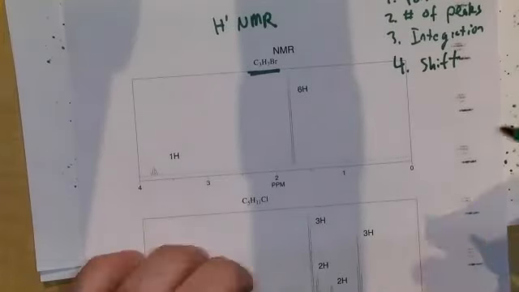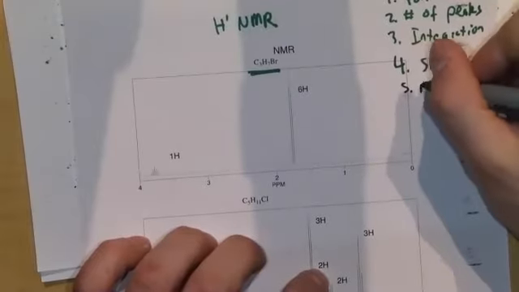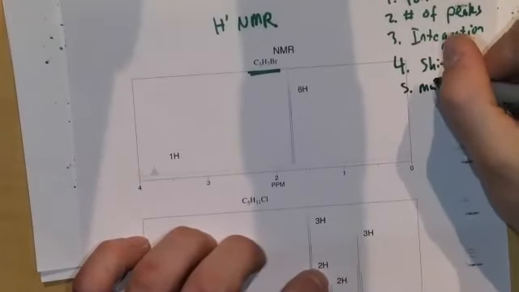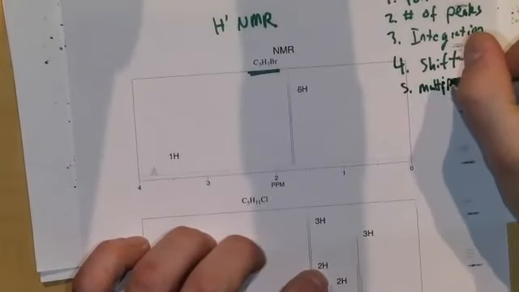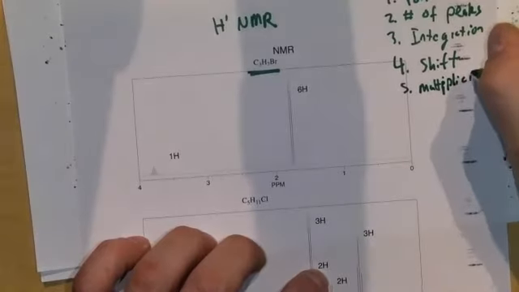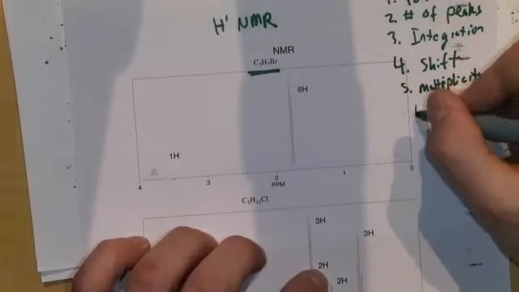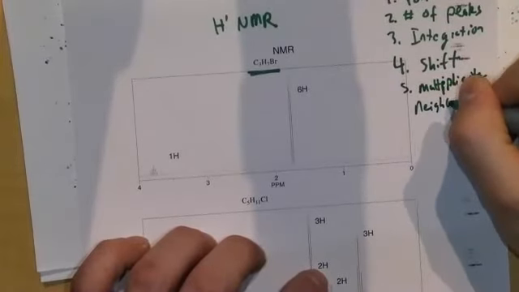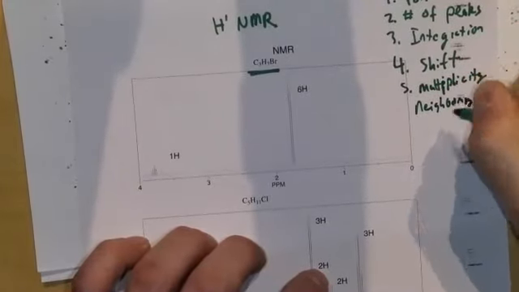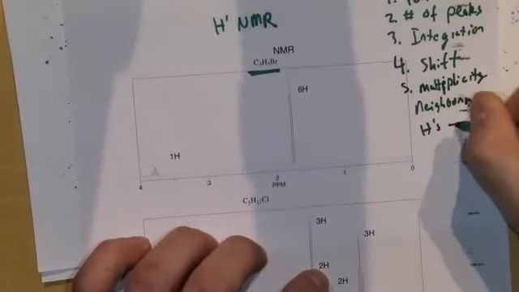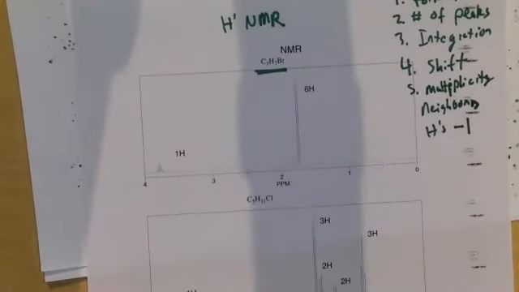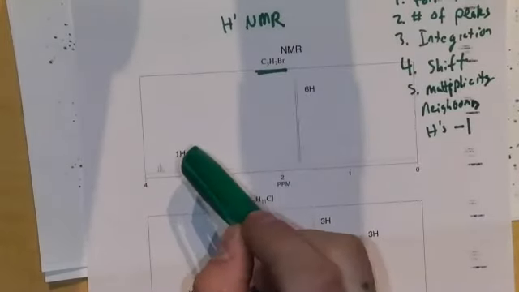And the last thing is multiplicity, which is going to relate to your neighboring H's, n+1. So it'll be not the number of hydrogens that are on the signal, it's going to be the number of hydrogens that are 1 away from the signal.